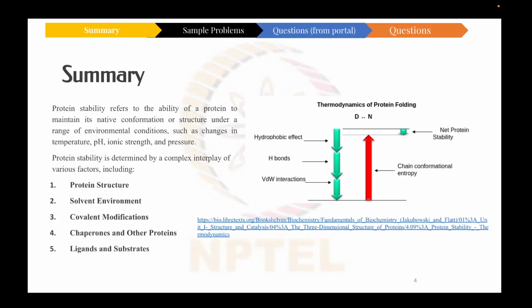Protein stability is determined by a complex interplay of various factors, including protein structure, solvent environment, covalent modifications, chaperones and other proteins, and ligands and substrates. First one is protein structure. The folding of a protein to its native conformation is a result of a delicate balance between attractive and repulsive forces among the amino acid residues. The structure of a protein is stabilized by various interactions such as hydrogen bonds, disulfide bonds, van der Waals forces, and hydrophobic interactions.